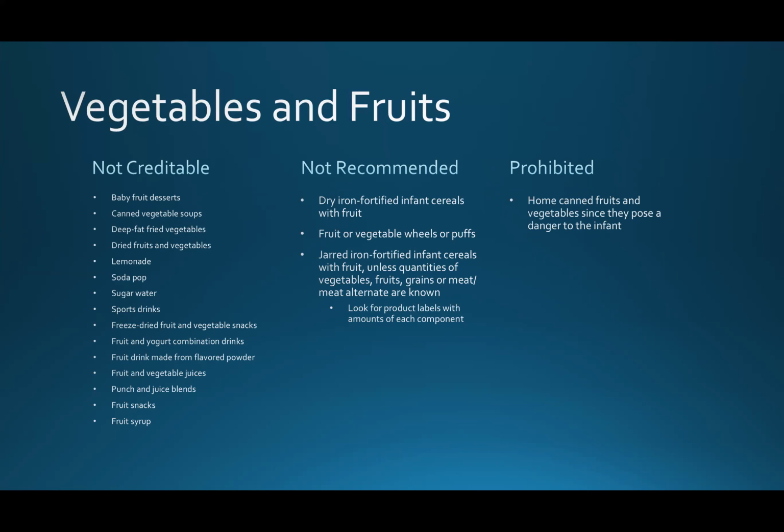Dry iron-fortified infant cereals with fruit or vegetable wheels or puffs, and jarred iron-fortified infant cereals with fruit are not recommended unless quantities of vegetables, fruits, grains, or meat alternates are known. If served, look for products with labels stating the amounts of each component in the product. Home canned fruits or vegetables are prohibited since they pose a danger to infants.